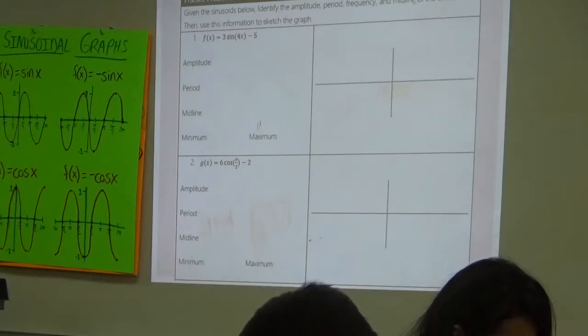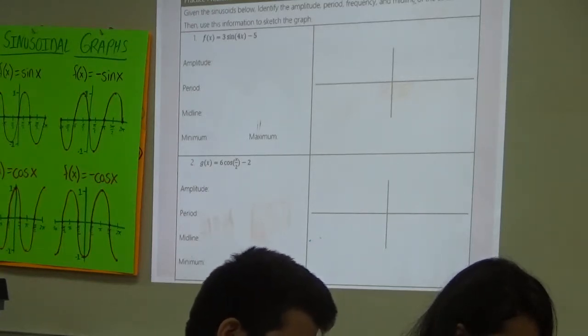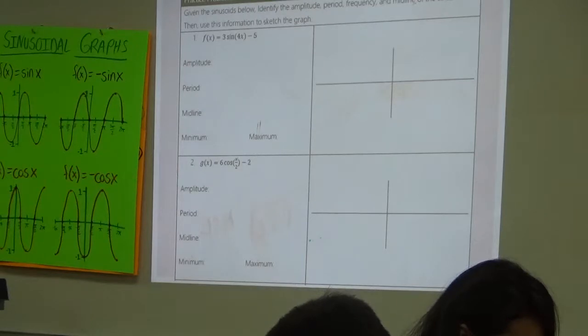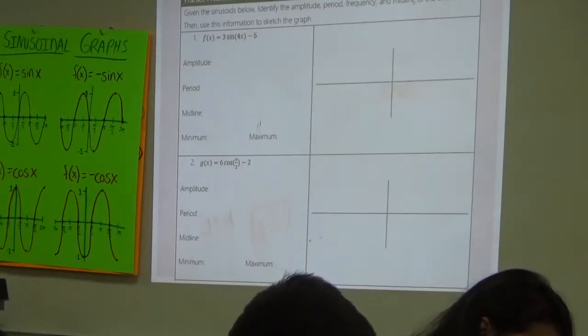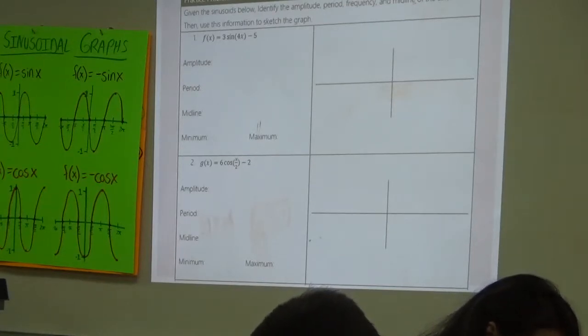Yeah, because it takes energy. That's why I don't like to do the amplitude first. If you do the amplitude first, you're going to go to 5 and negative 5 and get confused. Do the midline and then count from the midline up and down. Okay?